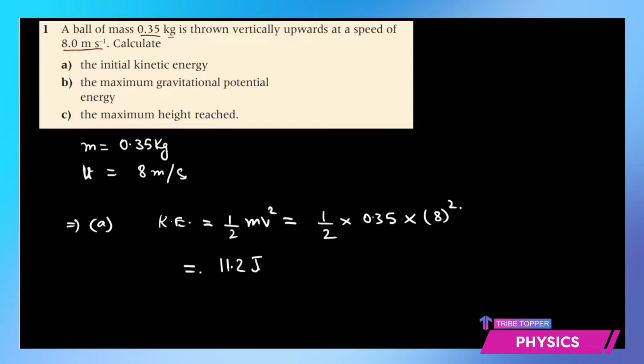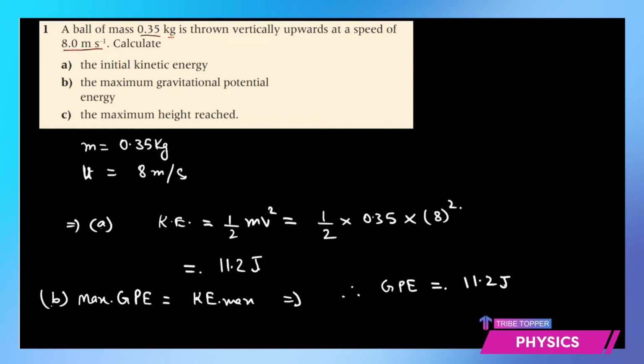Now they ask, what is the maximum gravitational potential energy? The thought that comes to mind is, we don't know the height to which the ball has risen. So how can I find the maximum gravitational potential energy? Just remember the concept of conservation of energy. I have told this in my previous videos. The gravitational potential energy at the top is going to be equal to the kinetic energy at the bottom. So the maximum gravitational potential energy will be equal to the KE max with which we started. So you don't even need to calculate. Therefore, the maximum gravitational potential energy is also 11.2 joules, which was the initial kinetic energy, by the law of conservation of energy.